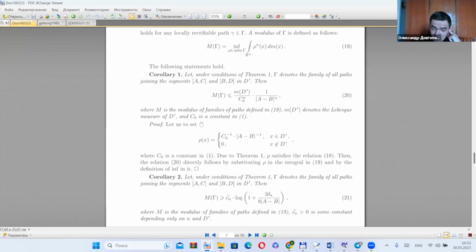It's easy to prove using theorem 1 because we can take such a function. Using theorem 1, we can prove that this function is admissible for the family gamma. After that, by directly substituting this function into the integral in 19, and by the definition of infimum, we can receive inequality 20. And besides that, I want to show you a second corollary.